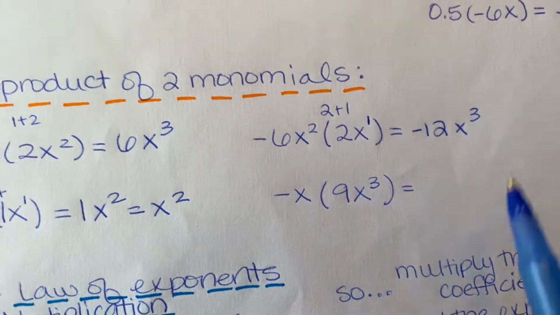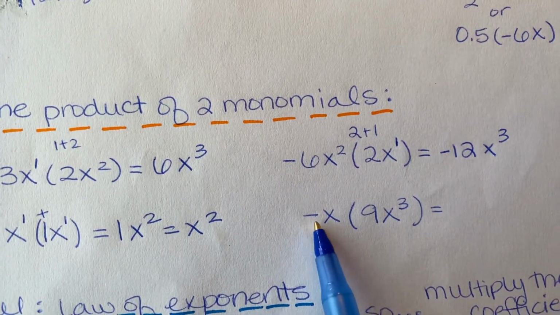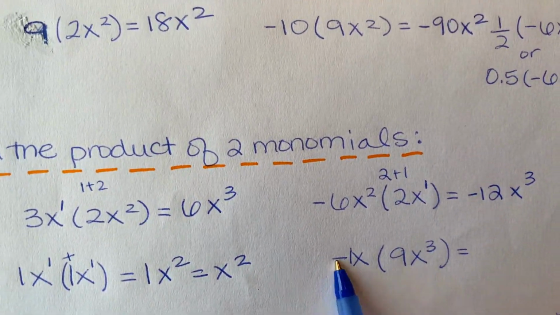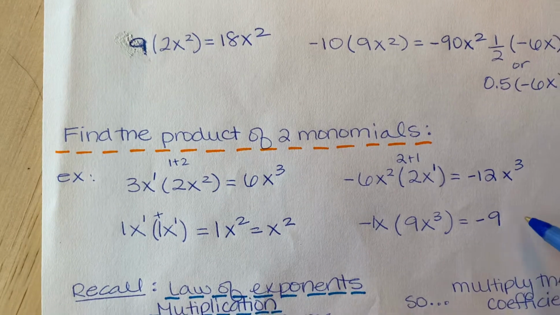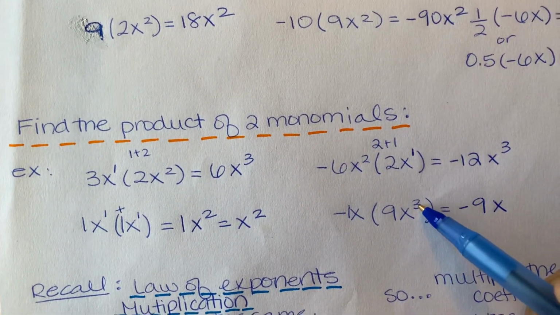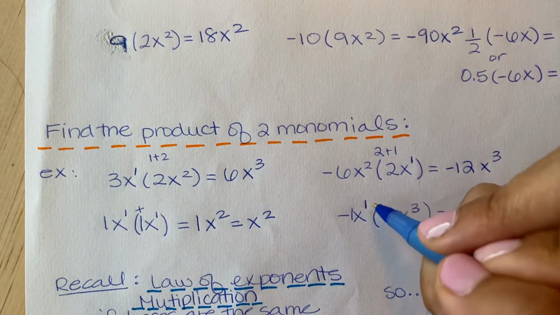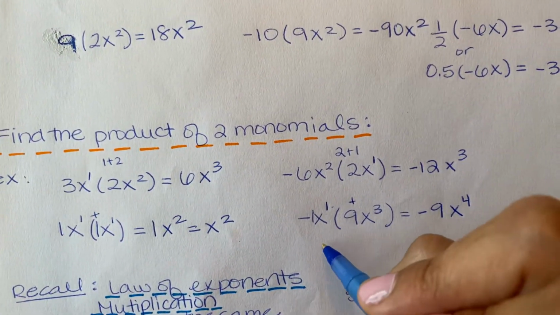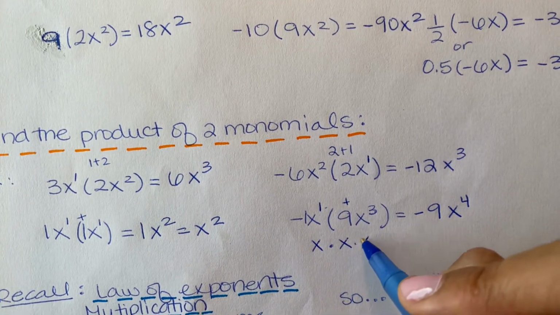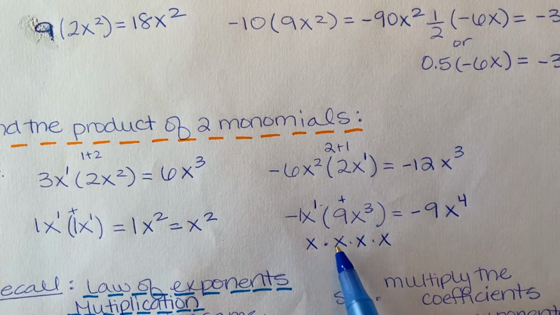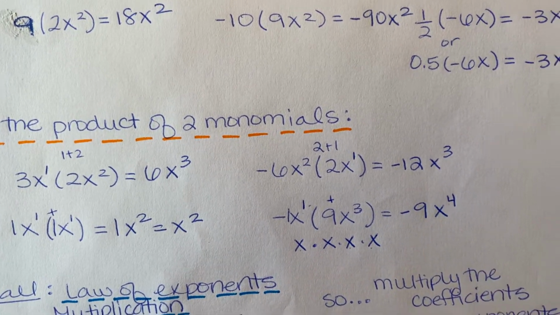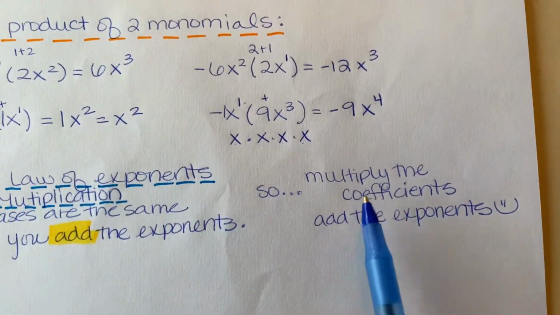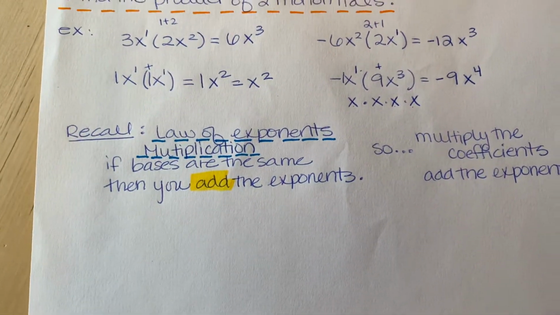Okay, here, again, 1 is implied. The negative there is really negative 1. There's really a 1 here. So what's negative 1 times 9? Negative 9x. And then there's 3, and there's 1. So 1 plus 3 gives me 4, right? Now, if you were to expand, this is x, and here's 3 x's. Notice you have 1, 2, 3, 4. There's my 4. So even if you wanted to expand it, they would still add up. Okay, so remember, you multiply the coefficients, you add the exponents.